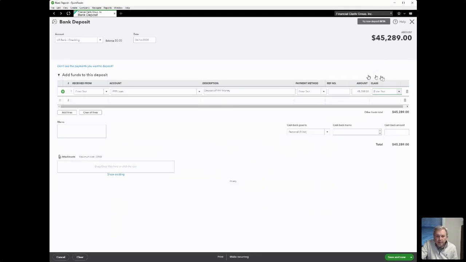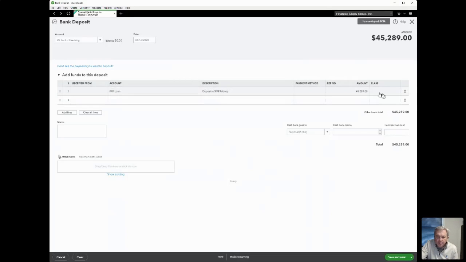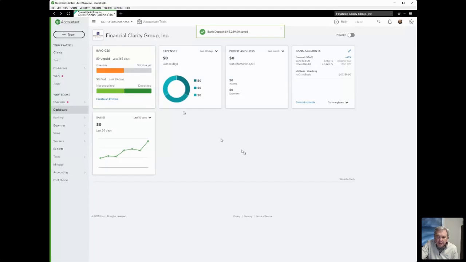In this particular company file, we have classes set up, but there generally wouldn't be a class on a loan. And then you can save that deposit. What that did is it created a deposit into your bank account and set up a loan on your balance sheet. I'm going to end this poll.